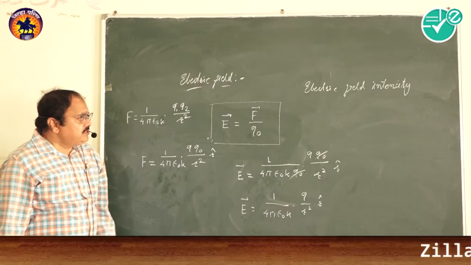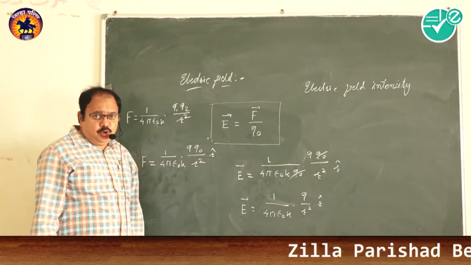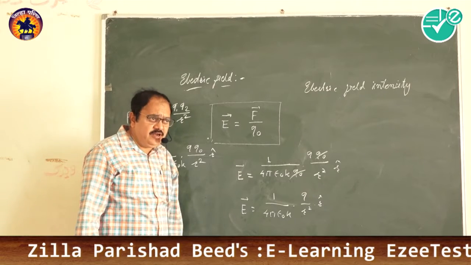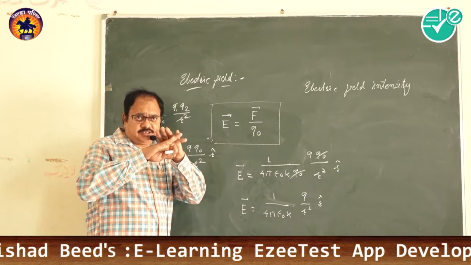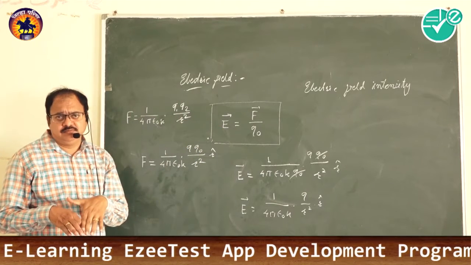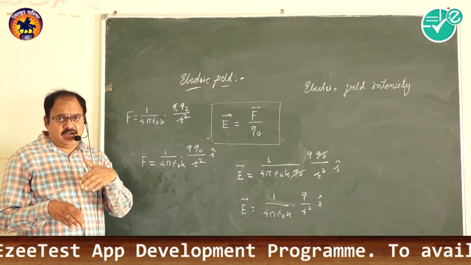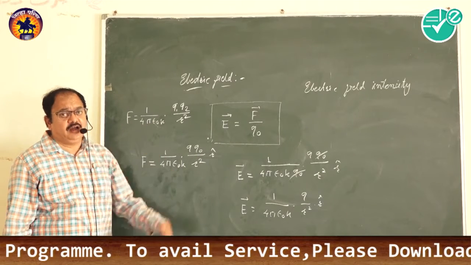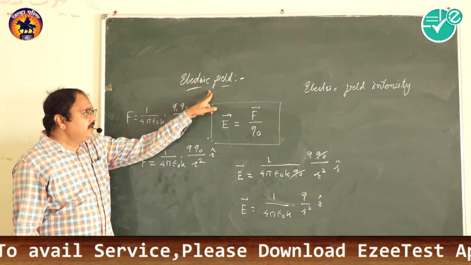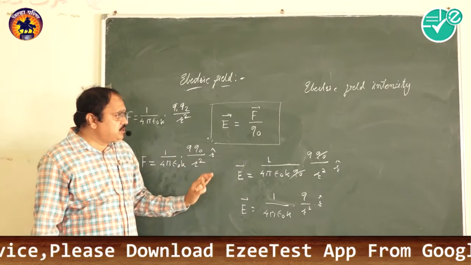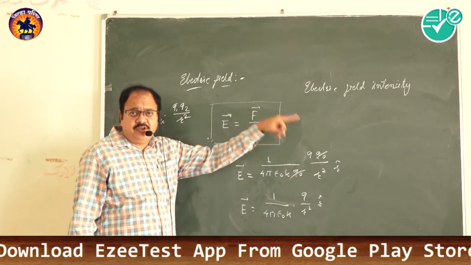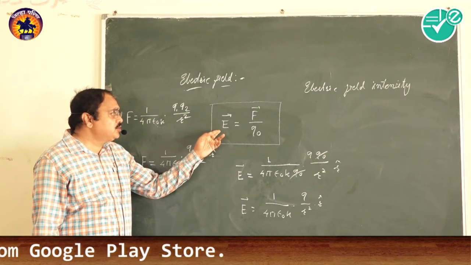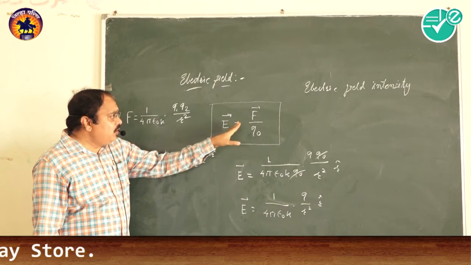Now, what is electric field intensity? We know what the electric field is. Electric field is the space surrounding the charge, and due to that charge, a force is experienced in that particular area. That is the electric field. If we place any reference charge or point charge in that field and we have to calculate the electric field intensity at that point, we have E equal to F upon Q naught.